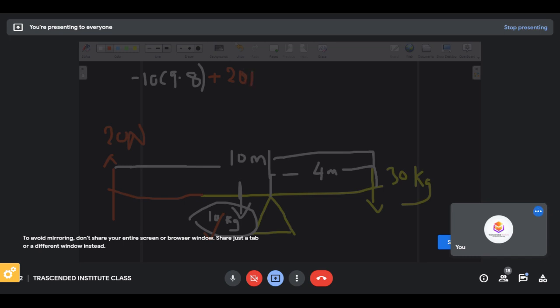Then what other force? 30 kg, negative. So negative 30 multiplied by 9.8, because we know mass is not a force. Instead, we use weight. Anything else? That's all. Okay, so that's how you get the summation of forces in the y direction. This is just conceptual. We're trying to just see the concept.